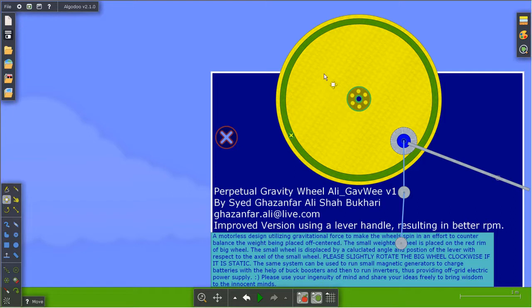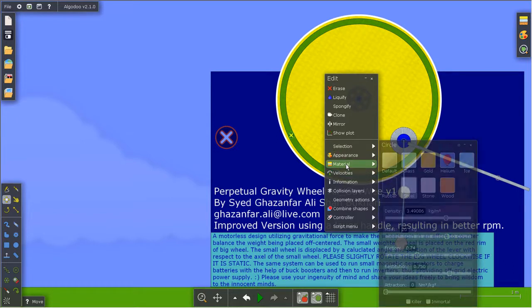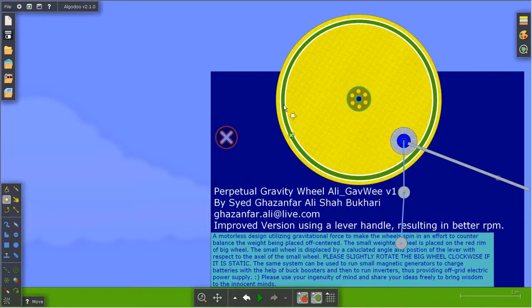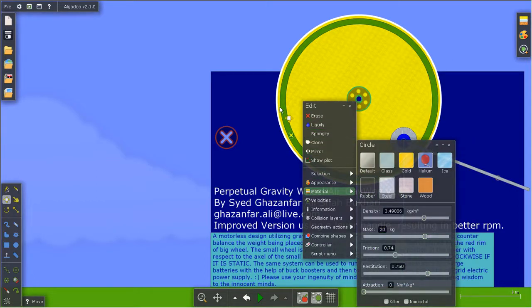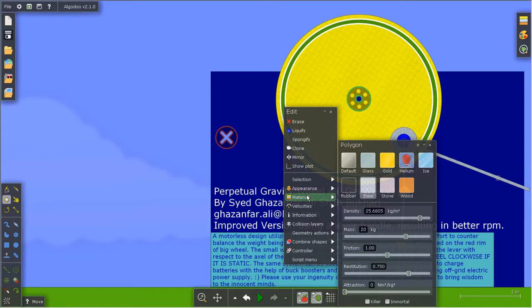First of all, I should tell you the material I have used. This larger wheel has a mass of 20 kg. The friction is set to standard 0.74 for this. The material is steel. Previously I used concrete, but this time I'm using steel. For the circumference, this rim, again it is 20 kg, and the material is steel, and friction is 1.